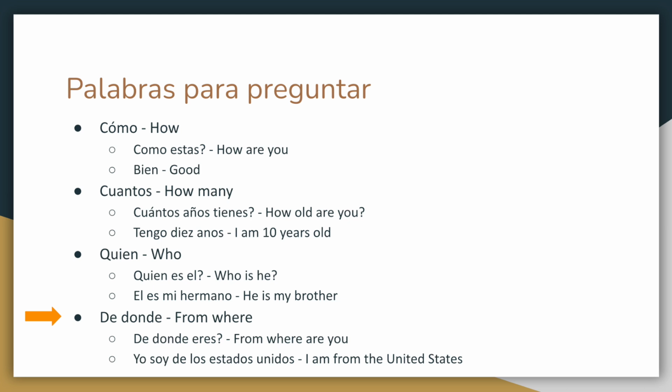And the last one is de dónde, which means from where. So we could say ¿de dónde eres?, which de dónde means from where, and eres, if you remember, is the tú conjugation of ser, which is you are. So from where are you is ¿de dónde eres?, and then we can always say yo soy de los Estados Unidos, which means yo soy is the yo form of the ser verb, which means I am. De is like of, and los Estados Unidos is the United States in Spanish.